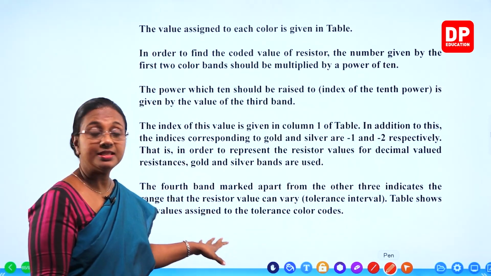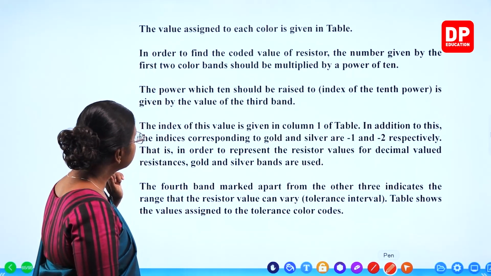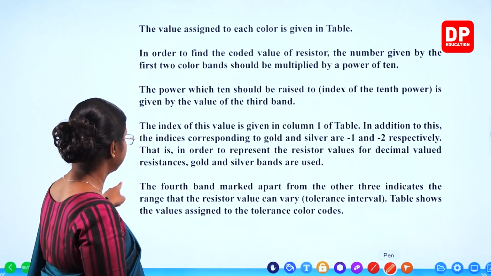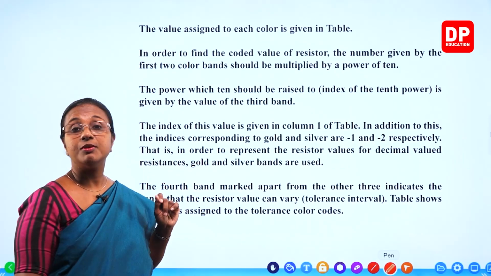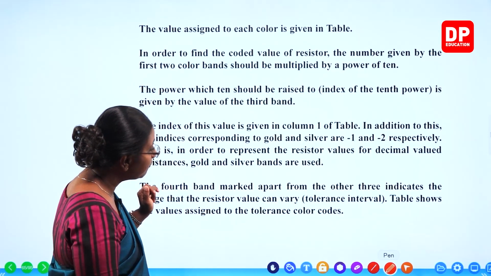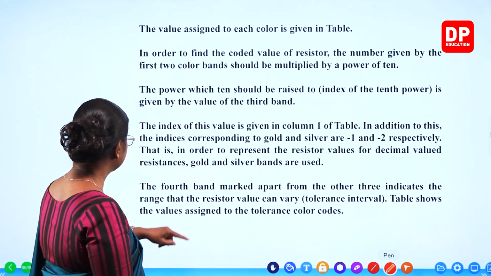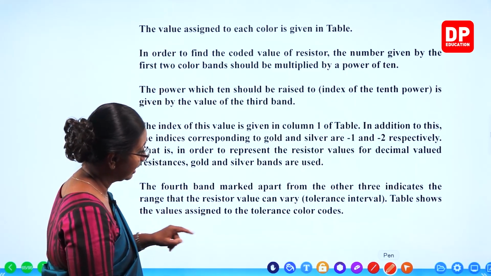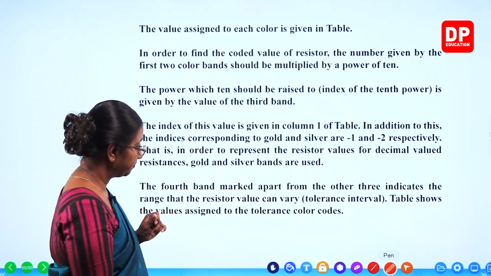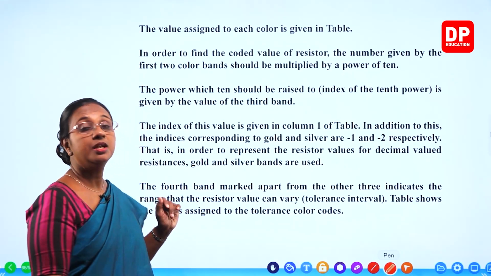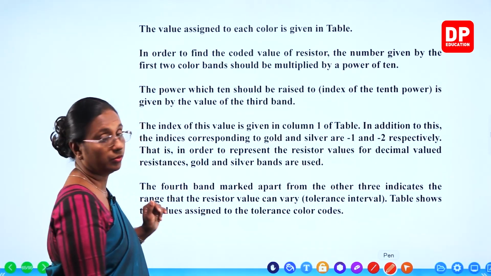I will read first and explain it to you. That is, in order to represent the resistor values for decimal valued resistances, gold and silver bands are used. The fourth band, marked apart from the other three, indicates the range that the resistor value can vary, the tolerance interval. The table shows the values assigned to the tolerance color codes.